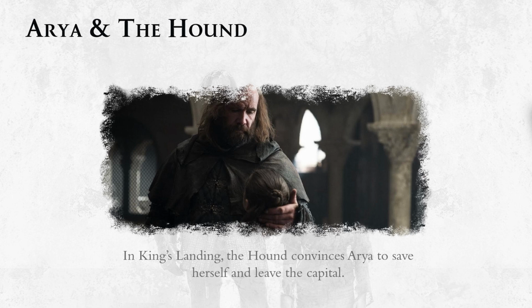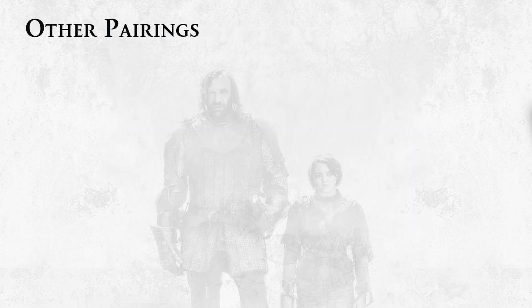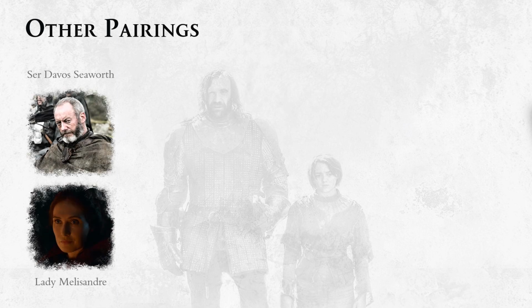There are 4 stages in their relationship, and even though it's always the same 2 characters that are being paired, Arya and Sandor Clegane, the dynamic in their relationship constantly transforms and remains interesting. Of course, the Hound and Arya are not the only 2 characters that are paired repeatedly. For example, there's Ser Davos Seaworth and Lady Melisandre, who often interact with each other while they're still advisors to Stannis Baratheon, but also later when they're at Castle Black and Lady Melisandre revives Jon Snow, and also afterwards when Ser Davos is an advisor to Jon Snow.